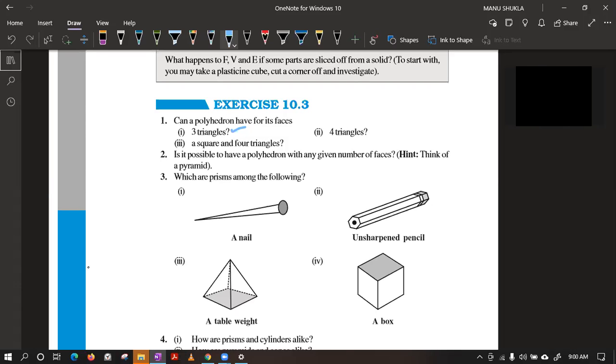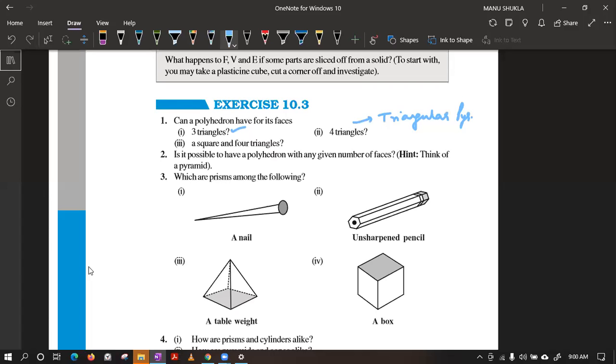Now the third one is a square and four triangles. Is it possible to have it? The example here is the triangular pyramid. Okay. A square and four triangles is also possible. And what is the figure formed? Again, the figure formed will be a pyramid only, and the name of the pyramid will be what? The name will be square pyramid because the base will be a square.